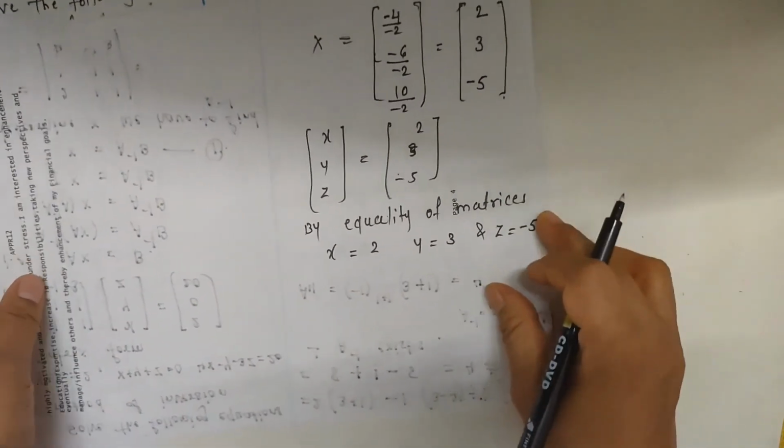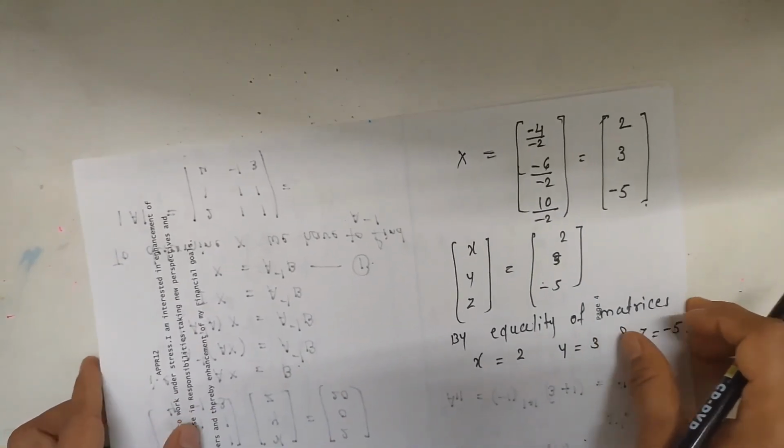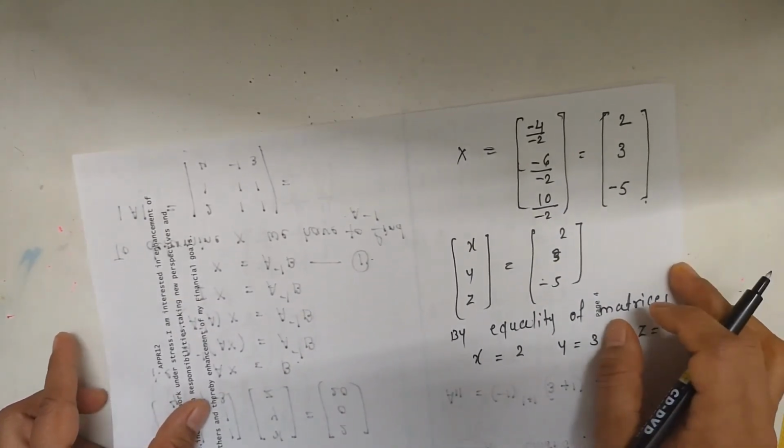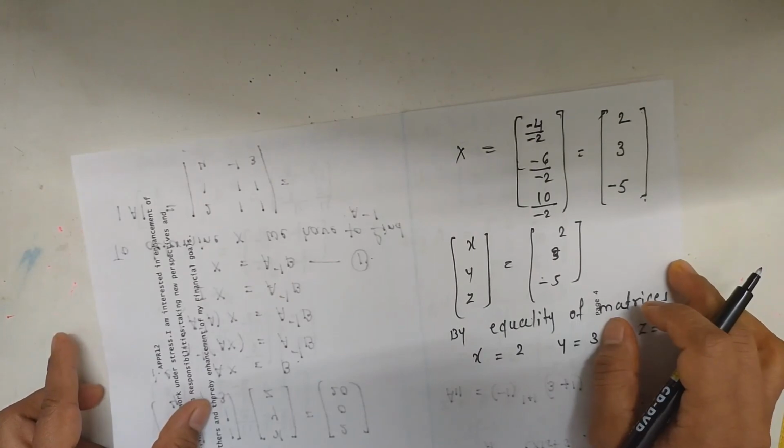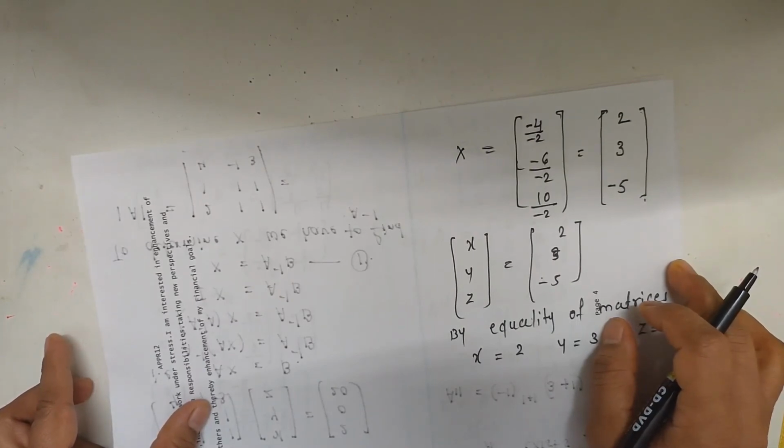In this way, we can solve by the method of inversion using both ways, by using elementary transformations and the adjoint method.